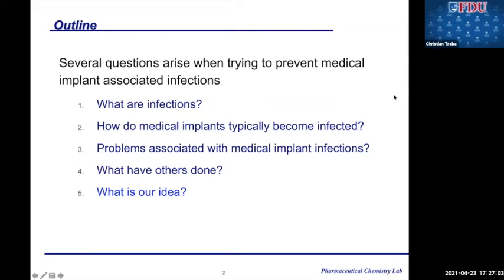In order to properly engineer antimicrobial or anti-infectious surfaces, several questions must be asked. The first is, what are infections? Next is, how do medical implants typically become infected? Followed by problems associated with medical implant infections. And then, what have others done? And finally, what is our idea?